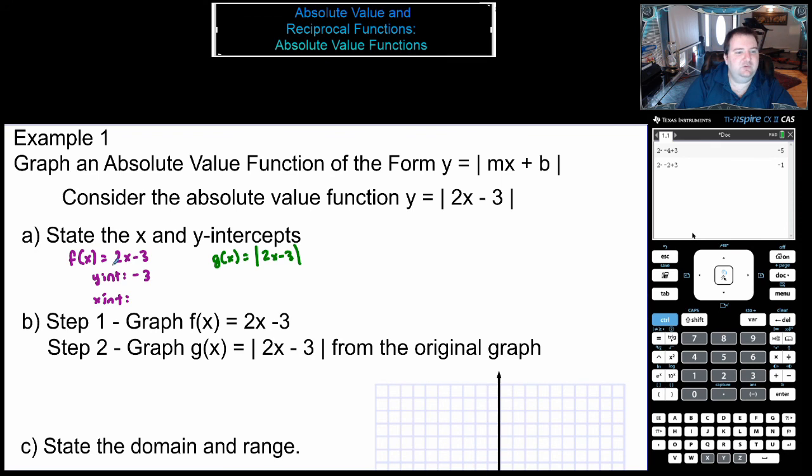Well, my x-intercept is when my y is 0. So this time I'm going to have 0 equals 2x minus 3. I'm going to isolate my x, so I'm going to have 3 equals 2x. And of course, finally, x equals 3 over 2, or in other words, x is 1.5. All right, I'm going to go ahead and erase this, and over here, just write 1.5.